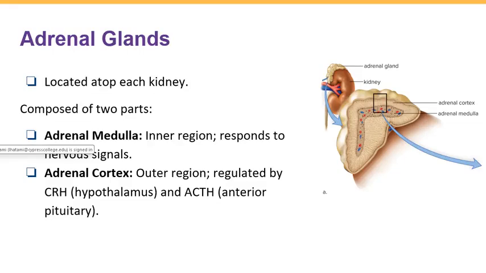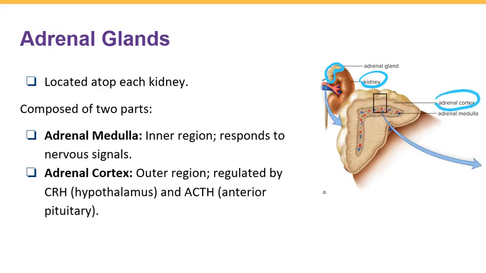Hi everyone, this is Dr. Hatami. In this short video, we're going to talk about the adrenal glands, another pure endocrine gland located on top of each kidney. As you can see in this picture, we have the kidney here, and on top of each kidney, we have this endocrine gland. If you look at the adrenal gland closely or cut it open, we can see two distinct regions.